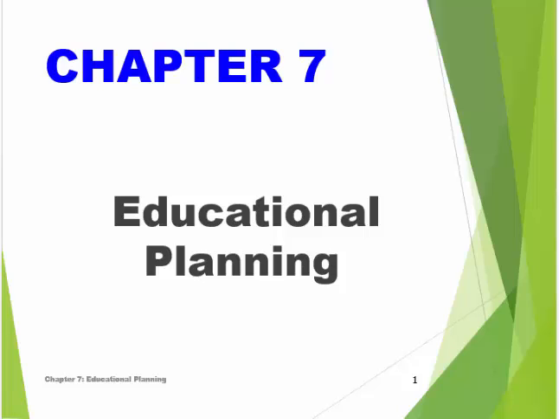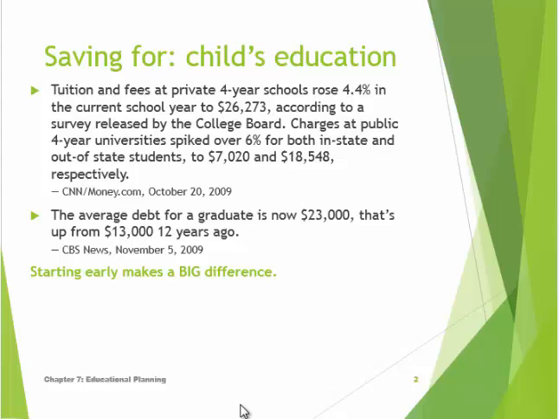We want to discuss in Chapter 7 educational planning. And we're not going to get into a lot of detail, but we will discuss the basics of the general plans and instruments that can be used to save for college education. Most of these facts I'm sure you're aware of.